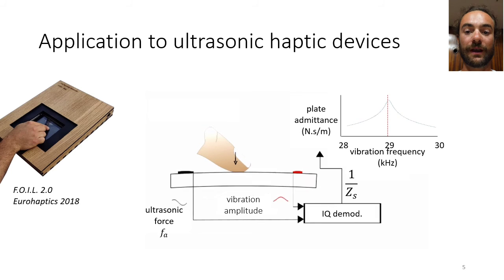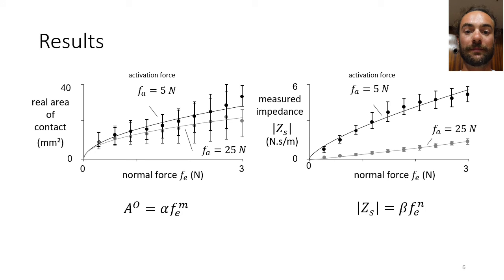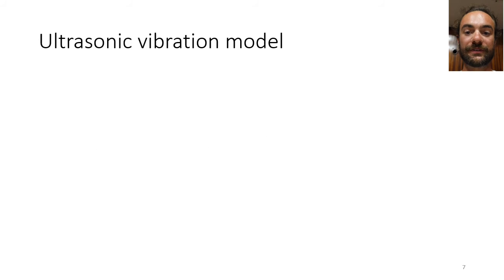We have chosen to use the mechanical impedance of the plate, which is the inverse of the admittance, to monitor these changes. It appears that both the real area of contact and the plate mechanical impedance modulus follow the same trend. We fitted a power law inherited from Hertz's contact law on these datasets. However, the activation force modifies the relation between the area of contact and this impedance. A deeper analysis of the phenomenon is then required. In a previous study, we presented a novel model of the contact between the skin and an ultrasonic vibrating plate. This multiscale model is briefly exposed here.